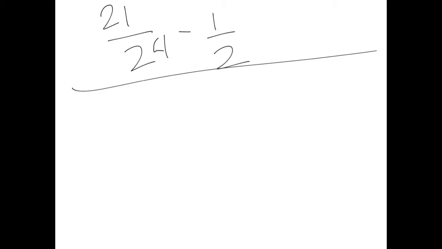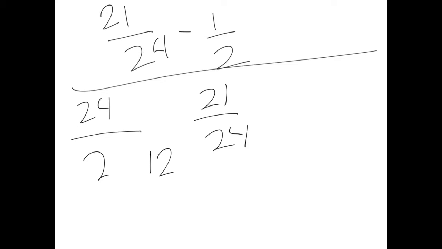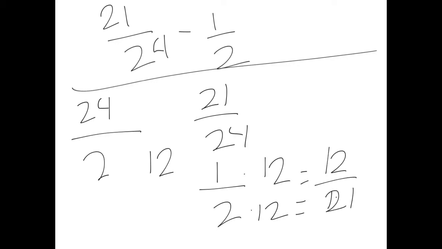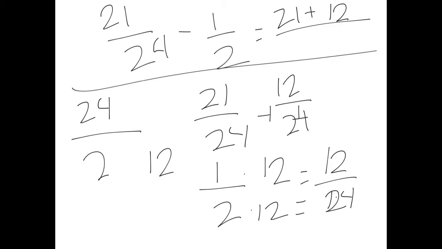So you're going to have to find a common denominator. So you're going to take 24 and 2. And 2 can go into 24 12 times. So 21/24 is going to stay the same. But 1/2, you're going to have to times that by 12, which is going to equal 12/24. Then you're just going to add them, which is going to equal 21 plus 12 over 24, which you're going to get 33 over 24.